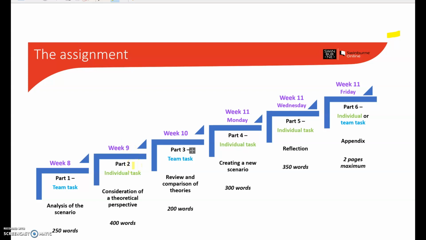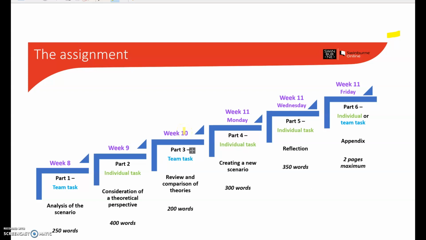So this is where you split off from your teammates and you'll all choose a different theory that we've covered in this unit, and you'll research it. You'll identify how this might support the case study and the people in it. So you go off and do your research, and then you come back.